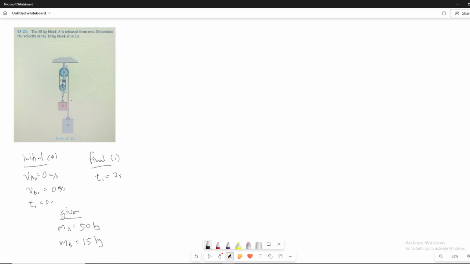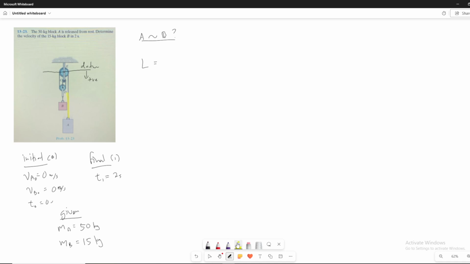Then we need to analyze. For this kind of problem, we usually need to find the relationship between A and B. So what is the relationship between A and B? Look at the length of the rope, L. First we have A. We set our datum first. Okay, I forgot, so we set our datum. Let's set our datum here. This is our datum, and this is the positive direction.